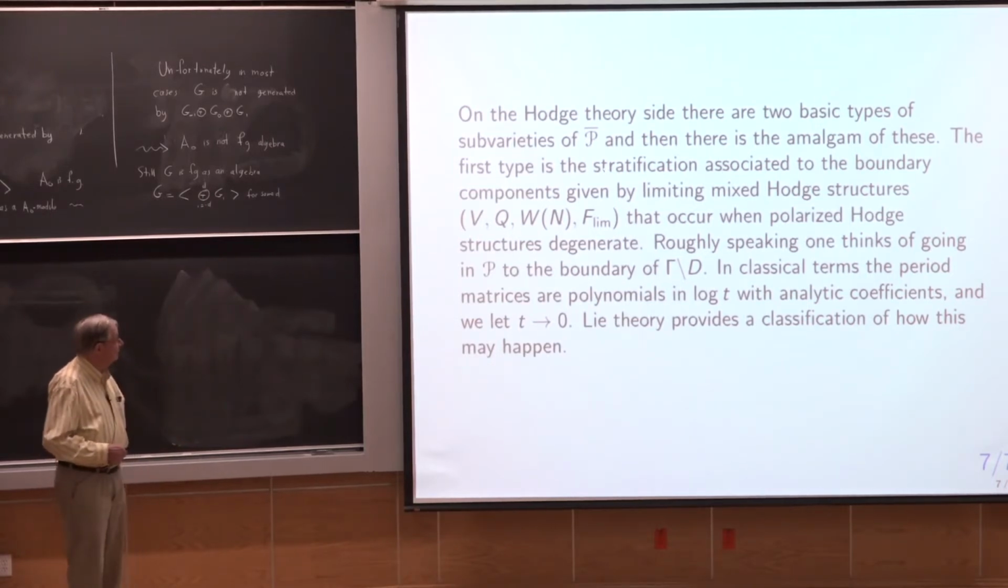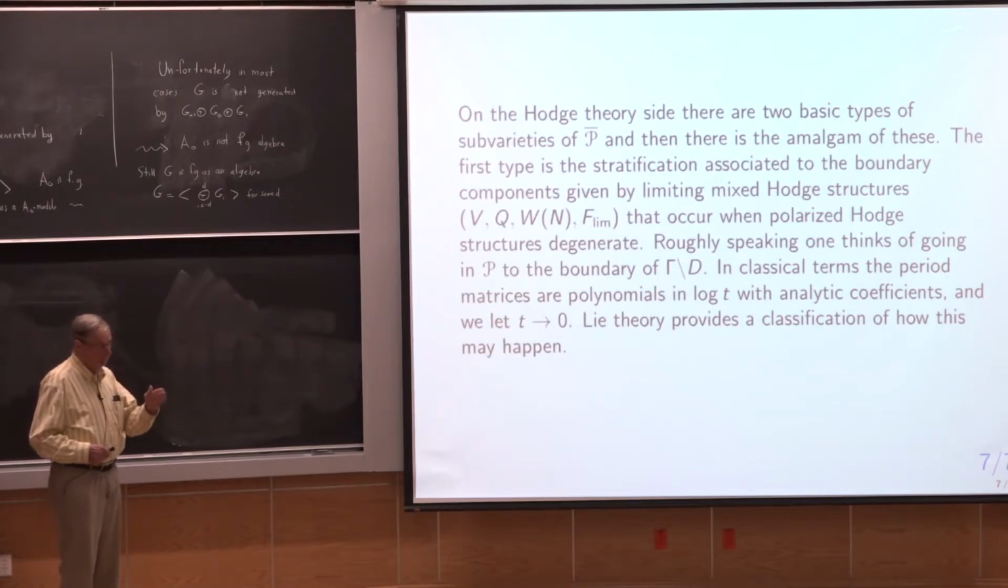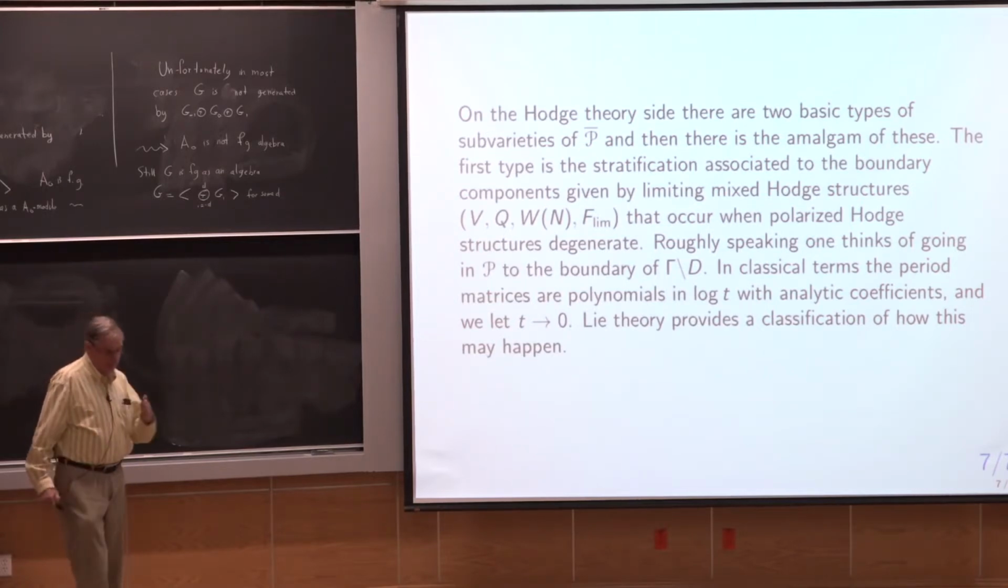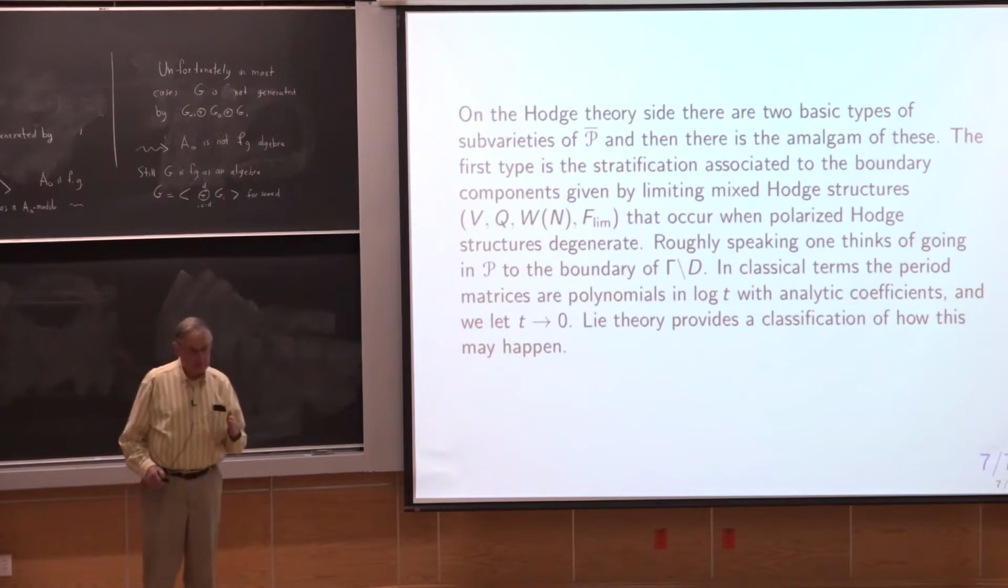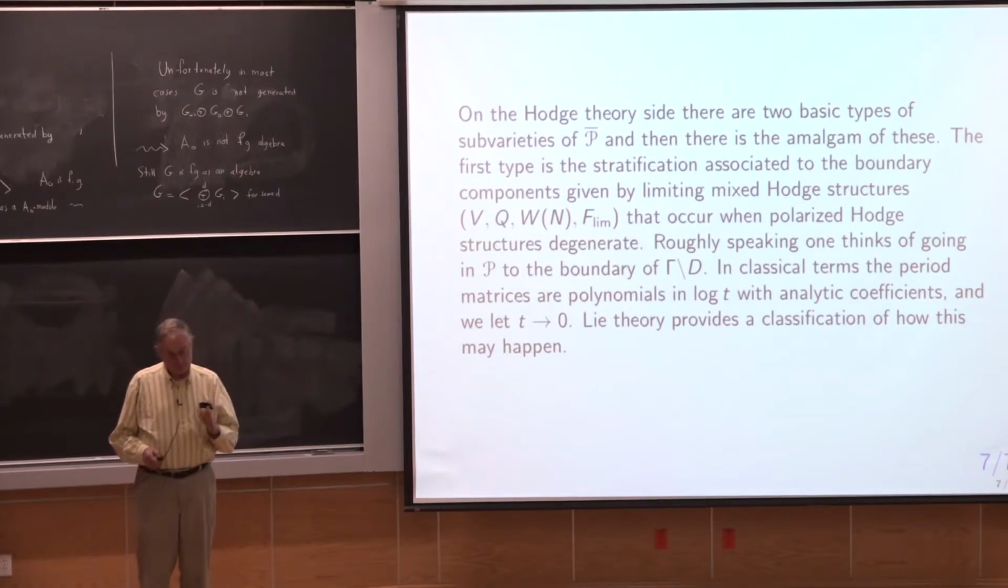On the Lie theory side, there are two types of subvarieties. So they're not exactly stratifications, but they behave as if they were, of this image of the extended period mapping. One is by the different ways in which a Hodge structure can degenerate. That's organized by Lie theory. It's a very interesting, very beautiful story.